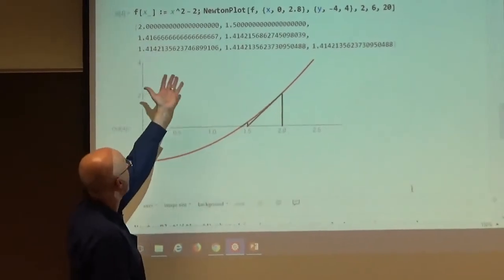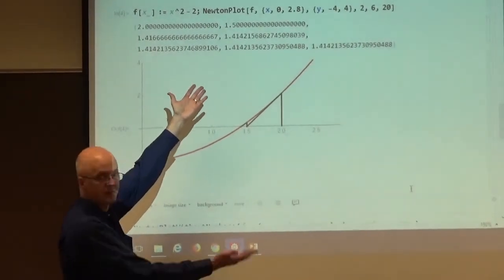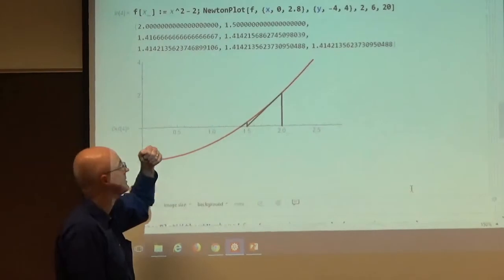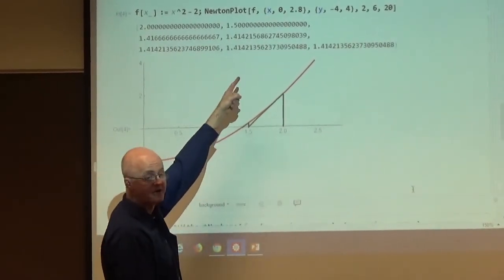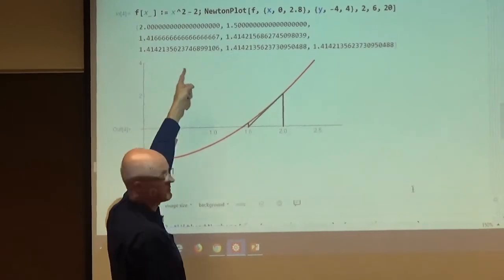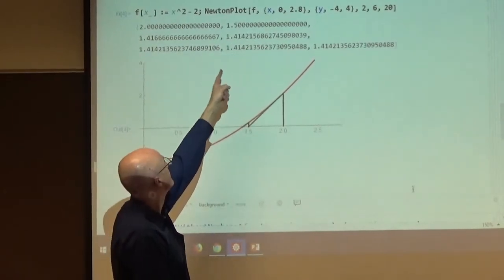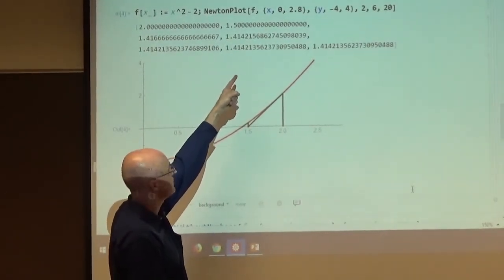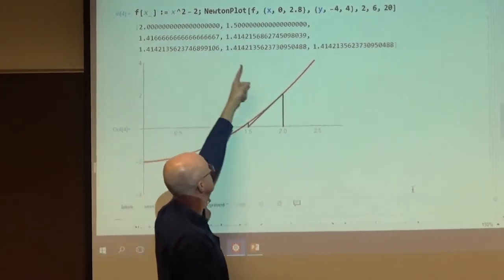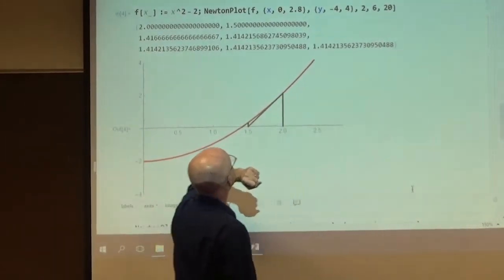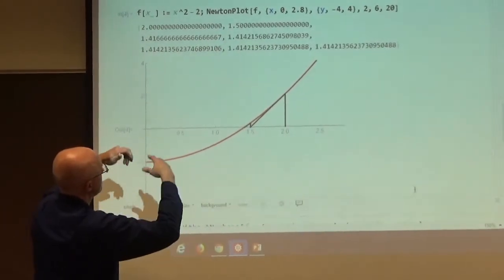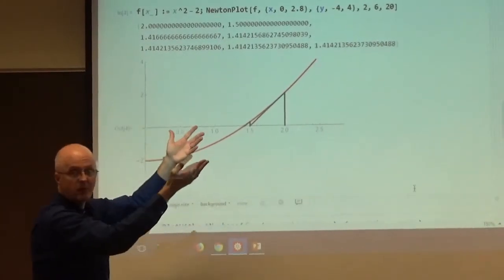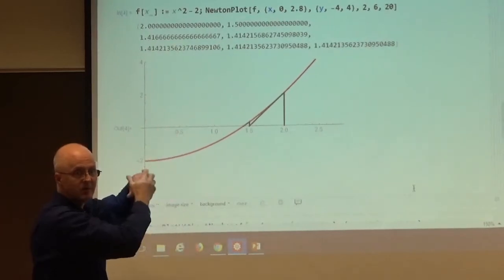These numbers up there are the approximations that you get from applying Newton's method to estimate the square root of 2. 2 is x0, 1.5 is x1, 1.416 repeating is x2, 1.414215 and so on is x3, then this is x4, this is x5, this is x6. And you can see by the time we get to x5 and x6, to 20 places after the decimal, it's already the same number to that many places.